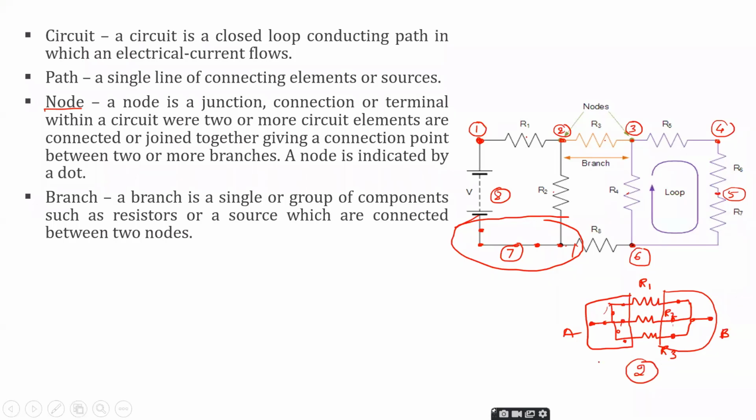Then how many branches are there? 3 branches. Good. Anybody want to say that there is only one branch? Is there any answer as 1? Anybody want to say the number of branches in this circuit is 1? Anybody thought of that answer?